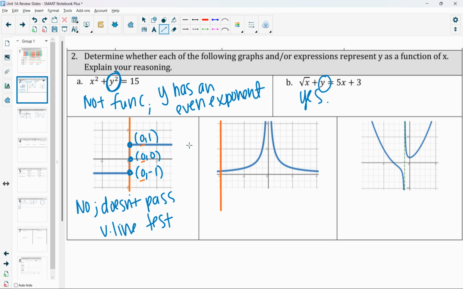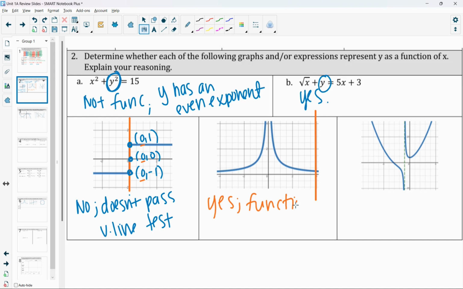So then in this next one, if we take a vertical line and we run it across the graph, it never touches more than once. So then this one is fine. So this one is a function. And then this last one, again, also a function. Okay, doesn't cross this vertical line more than once. It gets pretty close to vertical right here, right? Because of this asymptote, but it never crosses the vertical line more than once. So then this one is a function as well.